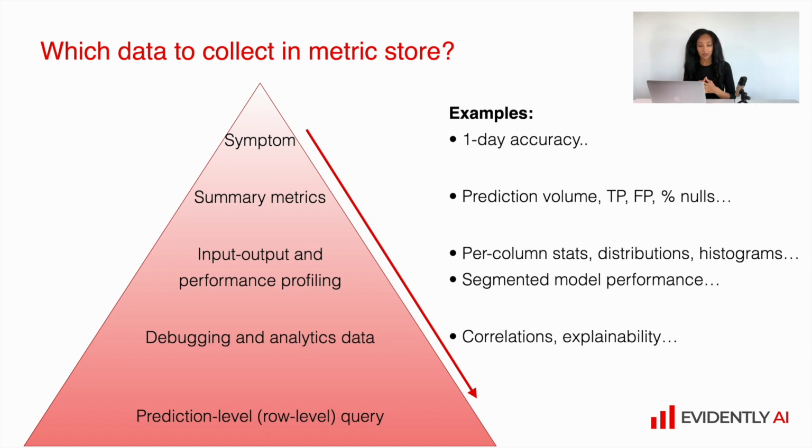Going deeper, you can add some input, output, and performance profiling, like, for example, per column descriptive statistics, distributions, mean, max statistics, whatever makes sense for your problem statement and your data. Going deeper, for debugging, you might add some additional metrics like correlation, explainability, and anything else. And finally, at the bottom of this hierarchy, you can have prediction level data, which you can query with any custom queries, right, in order to calculate any custom metrics, build any custom visualization, or find some particular rows, particular objects, which are objects of interest.